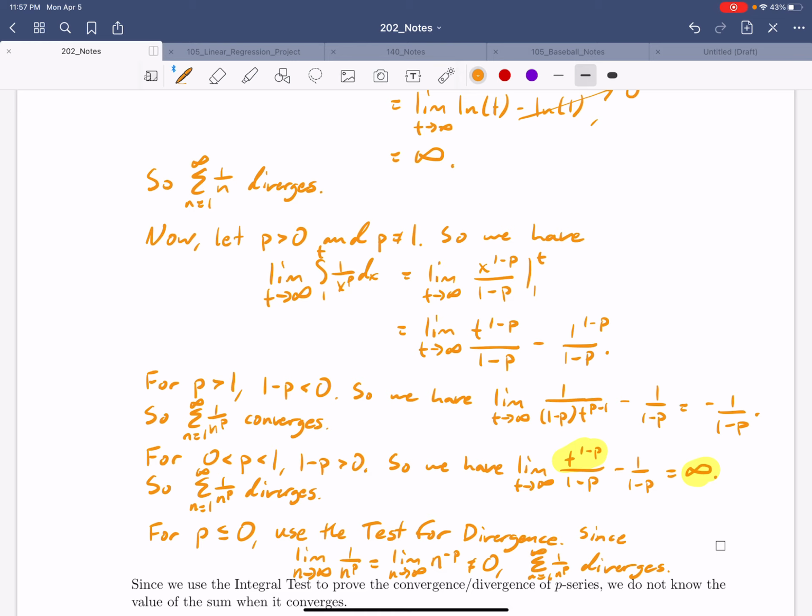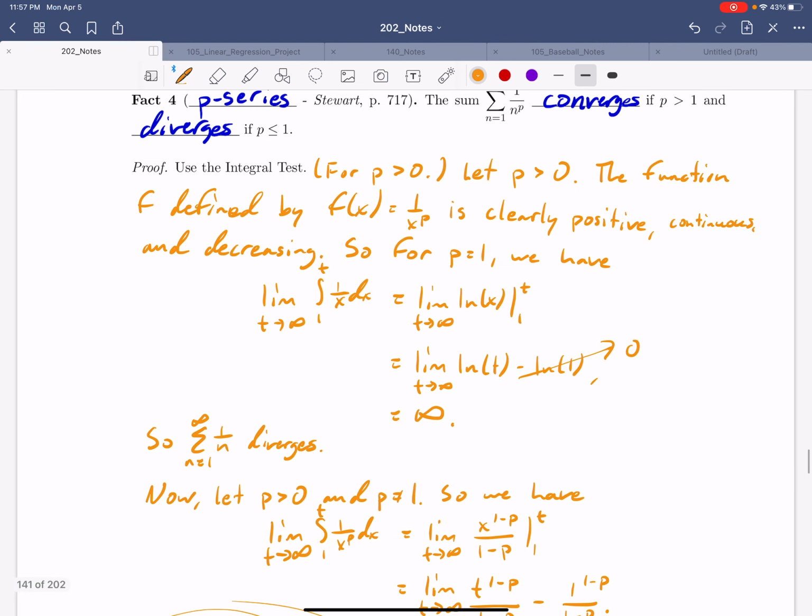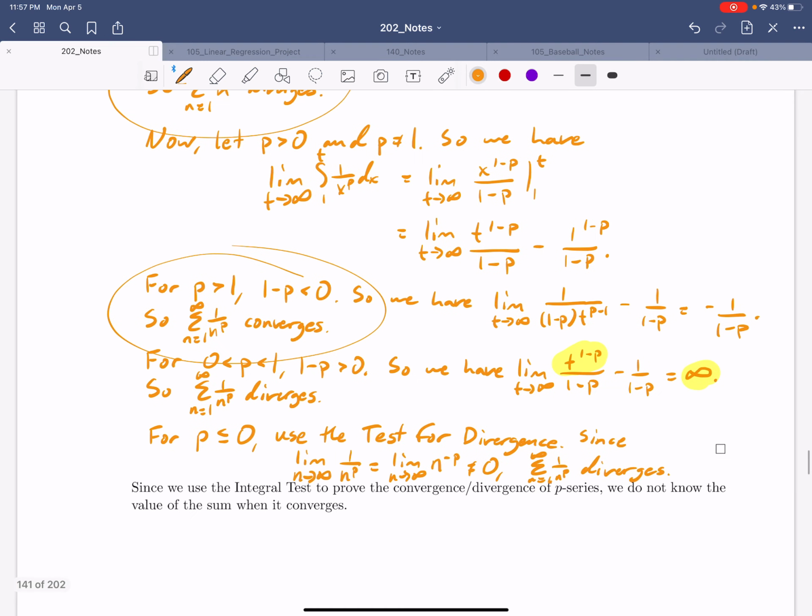So we've shown that for p greater than 1, the series converges. For p less than 1, it diverges. And I guess we also showed that for p equal to 1, it diverges. Okay? So that is the proof of the p-series.